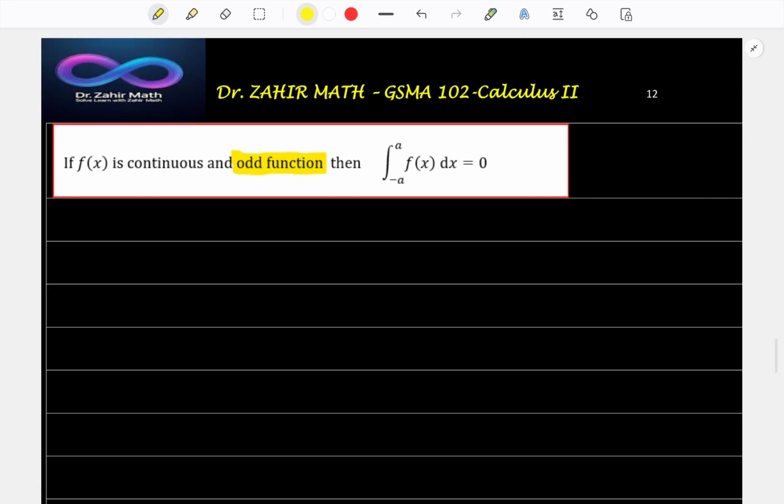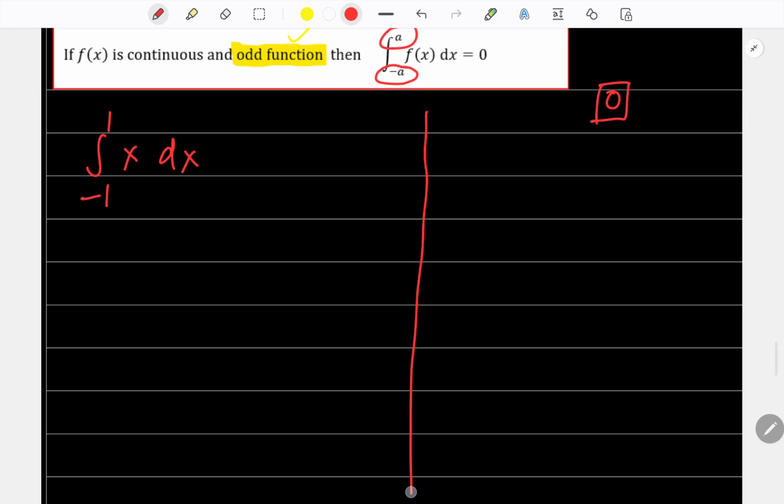If the function is an odd function, integral minus a to plus a f of x dx equals 0. Look carefully, everybody. The same number with plus and minus should be there. Otherwise, we cannot apply this property. Keep in your mind. Let's take an example. Integral minus 1 to plus 1 x dx. Everybody take your calculator. Press the integral and alpha x, then go to the lower limit, which is minus 1, and the upper limit, plus 1. Your answer will be 0 in the calculator. Let me do it in two ways of integration; the answer is going to become 0.